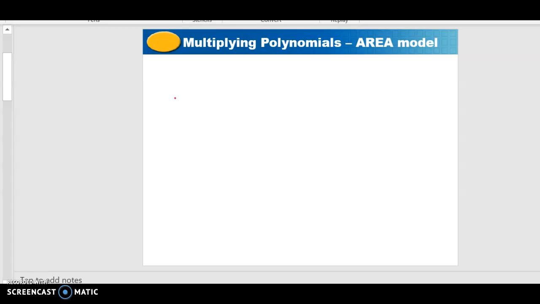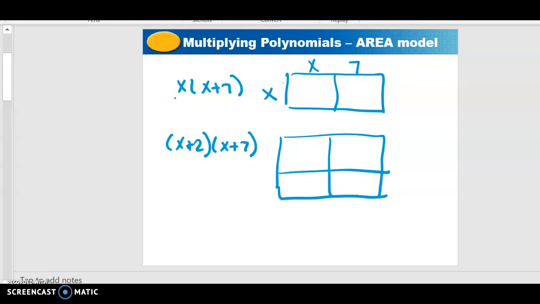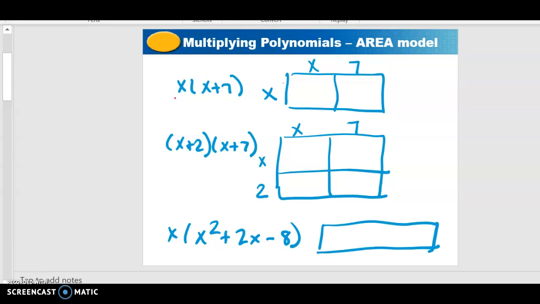Let's try something really quick. Let's say that I had x times (x plus 7). My box would have to accommodate 1 term here and 2 terms here. How about if I had (x plus 2) times (x plus 7)? Well, that is going to be a box with 2 columns and 2 rows. So we would put the x and the 2 here and an x and a 7 here. How about if I had x times (x squared plus 2x minus 8)? Well, that is going to be a long, thin rectangle to accommodate 1 term here and 3 terms here.